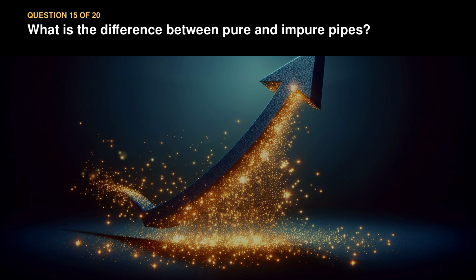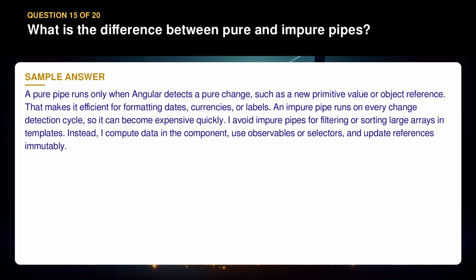Question 15. What is the difference between pure and impure pipes? A pure pipe runs only when Angular detects a pure change, such as a new primitive value or object reference. That makes it efficient for formatting dates, currencies, or labels. An impure pipe runs on every change detection cycle, so it can become expensive quickly.